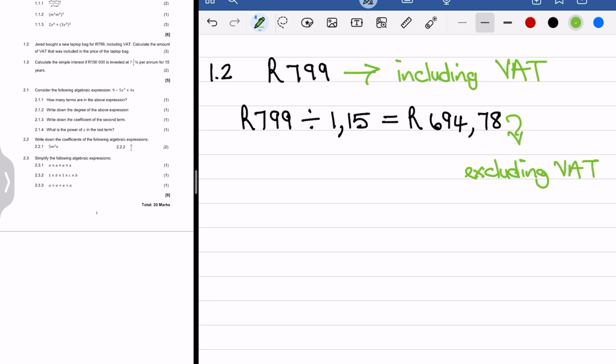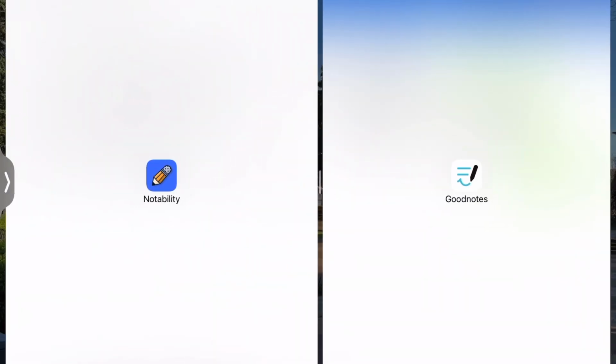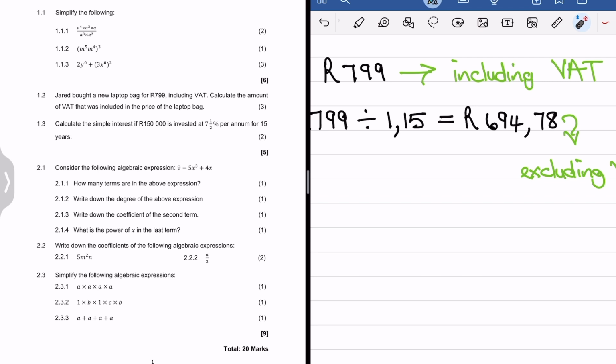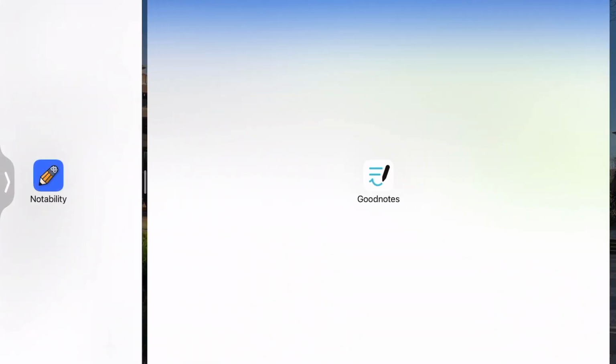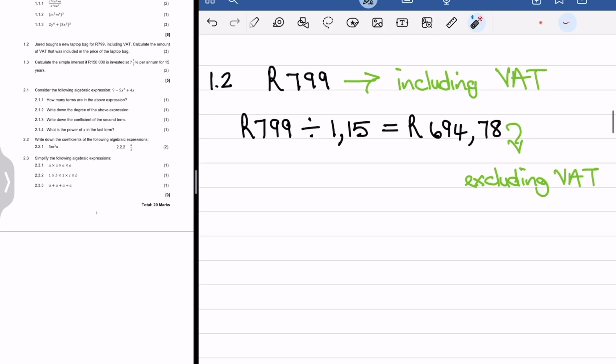Now, they don't want this amount. This amount here is not the VAT. Remember, the question asks us to calculate the amount of what? They want the amount of VAT. They don't want the laptop bag's price excluding VAT, they actually want the VAT. In order to calculate the VAT, we would need to take the difference of the laptop bag including VAT and excluding VAT, because the difference there is in fact the VAT.